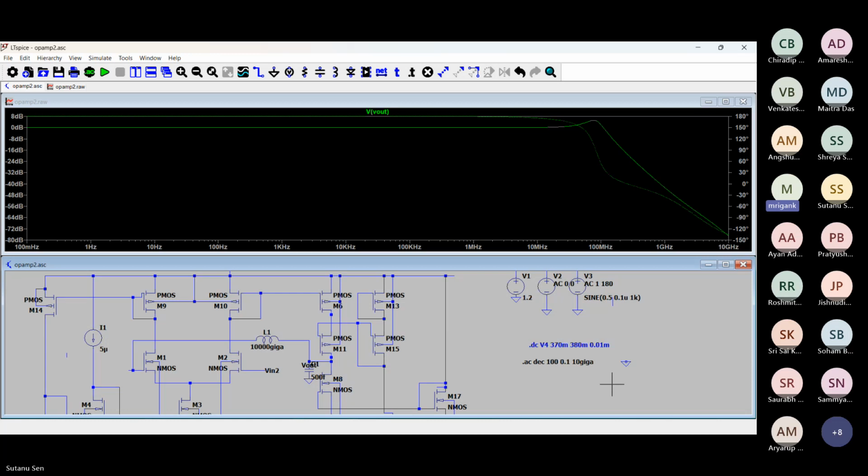So maybe, let me think. Maybe put a small resistance in series with L1. Maybe put some resistance, maybe 1 ohm, something like that. That should also not create much difference. No, sir, no difference.